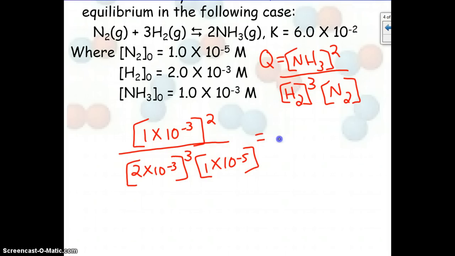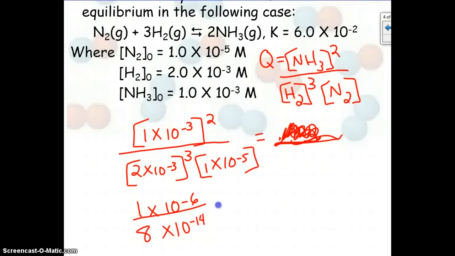All right, let's see. On top, I got 0.002, and on, oh, I lied to you. I didn't get that on top. My bad, I read the wrong line. All right, on top, I got 1 times 10 to the negative sixth. And then on bottom, after I multiplied them out, I got 8 times 10 to the negative 14th. Then I divided those, and my final answer was 1.25 times 10 to the 7th.